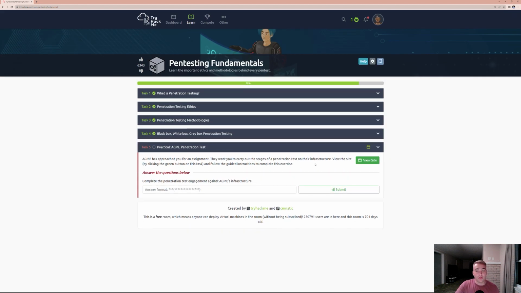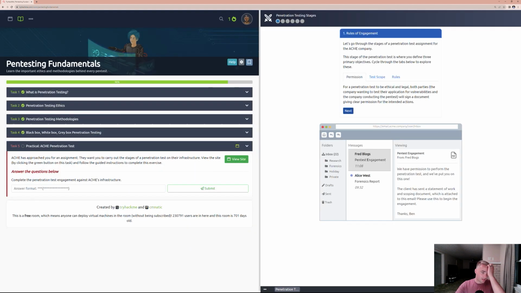So we are going to view this site, and Acme has approached you for an assignment. They want you to carry out the stages of a penetration test on their infrastructure. View the site by clicking the green button on this task and follow the guided instructions to complete this exercise. So let's look over here, the rules of engagement. Let's go through the stages of a penetration test assignment for the Acme company.